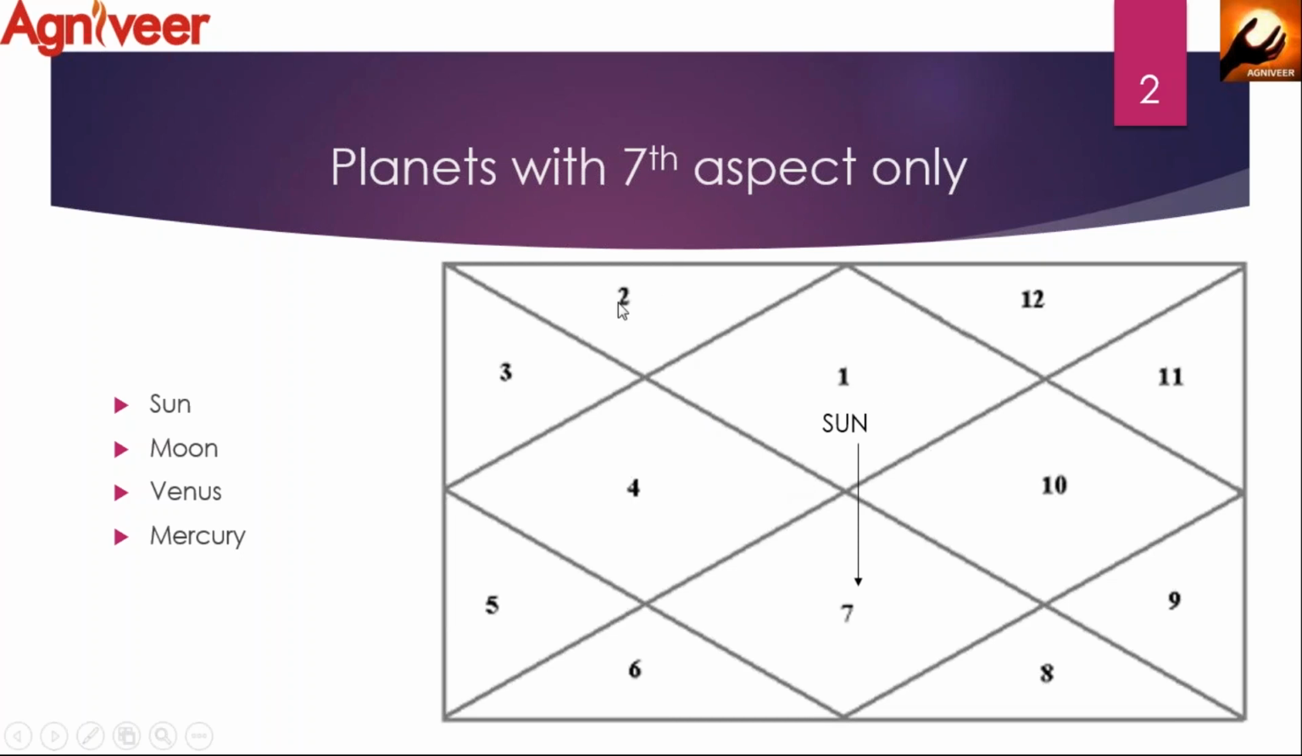For example, if Sun is placed in your second house, now seventh from here will be 1, 2, 3, 4, 5, 6, 7. So this eighth house is coming out to be seventh from second. So Sun will be aspecting directly this eighth house if it is placed here. Now, in case it is placed here, it will be aspecting this house directly opposite to itself. So seventh aspect mainly means aspecting directly opposite to itself.